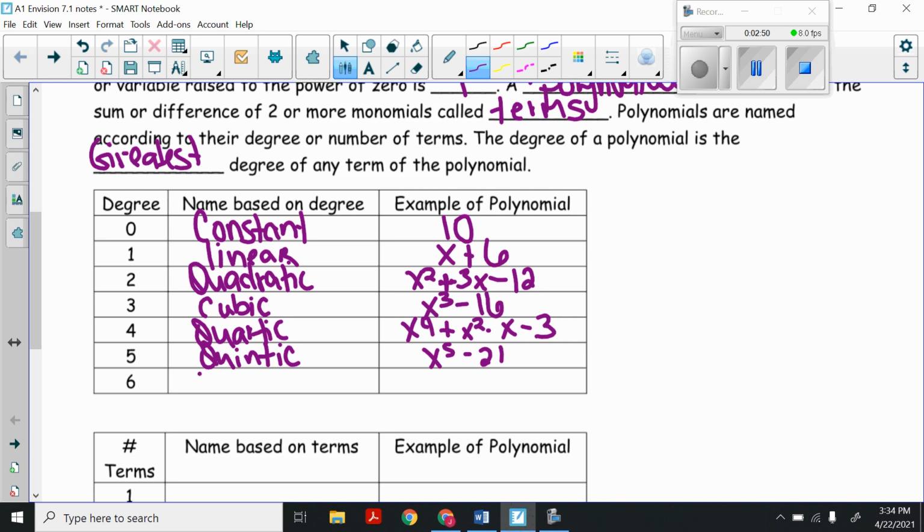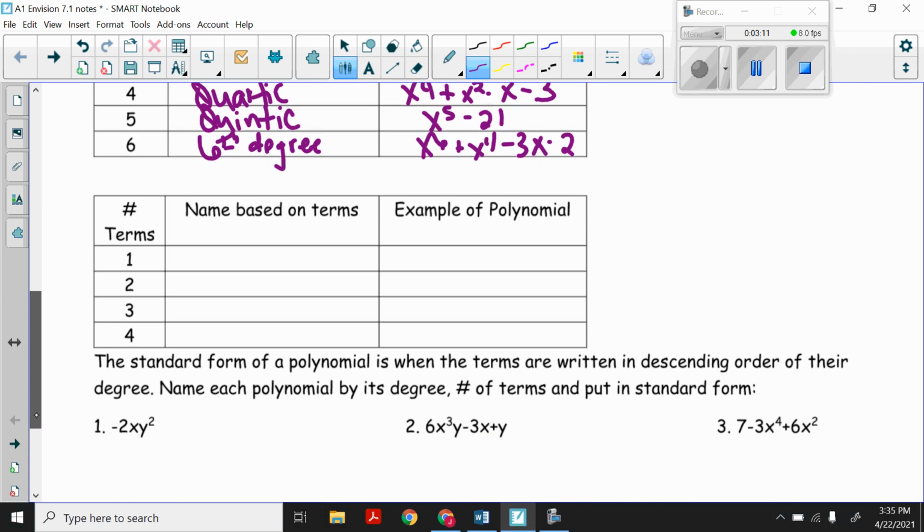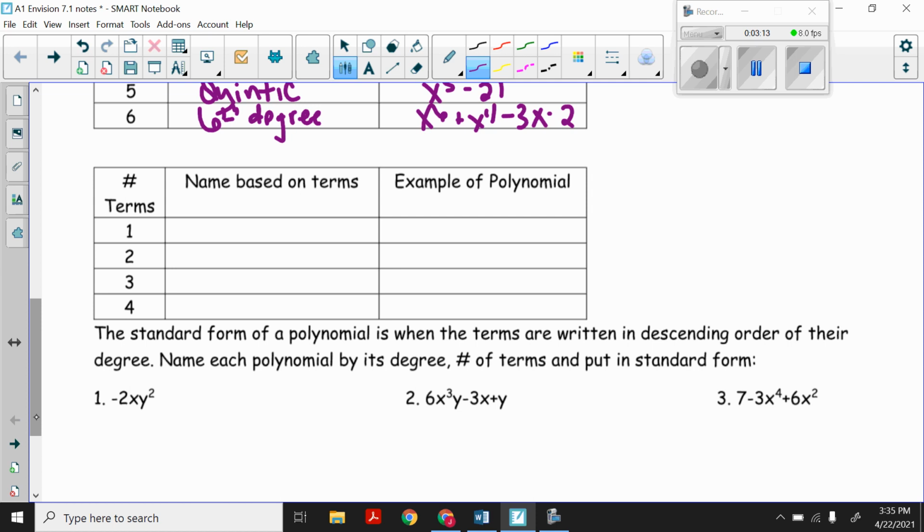Sixth degree is just called sixth degree. So anything past 5, we just use the number. So seventh would be 7th degree, 10th degree, 20th degree, things like that. This would be like x to the 6th plus x to the 4th minus 3x minus 2 as an example. Now let's look at how we would name them based on the number of terms.